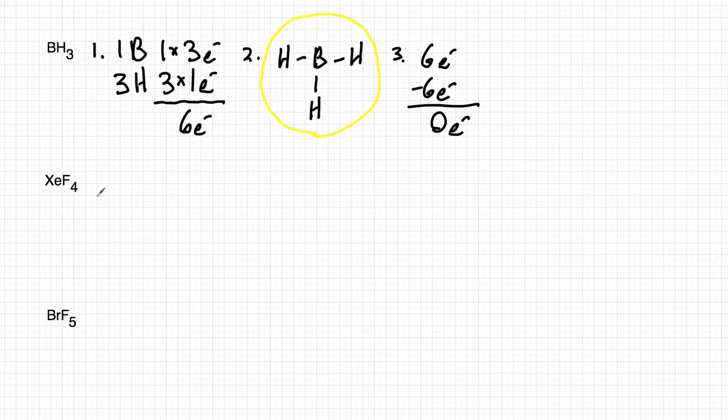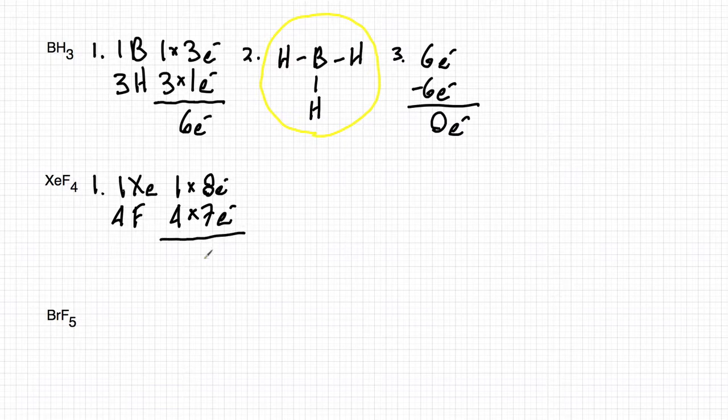Now, the rest of these examples focus on expanded octets. Okay, the first one is xenon tetrafluoride, and our first step is to add up the electrons. So we've got 1 xenon, and you can already tell there's going to be trouble because xenon is an inert gas and really shouldn't be combining with anyone, but, you know, with fluorine it can be made to do that. So it's going to be 1 times 8 electrons in its valence shell. And then we have 4 fluorines. And so that is going to be 4 times 7 electrons.